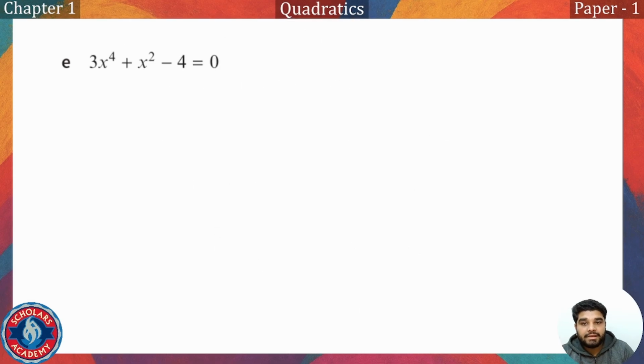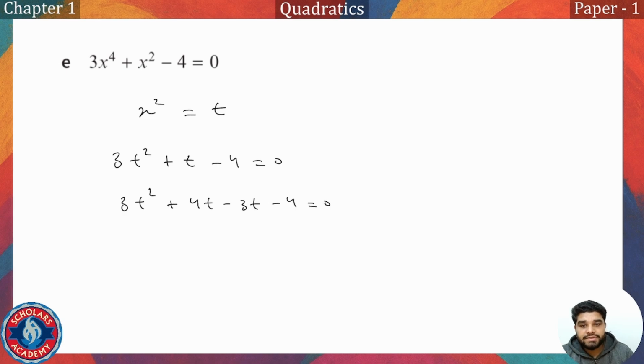Part E. Again, I will substitute. In place of x square, I will write t. So 3t square plus t minus 4 is equal to 0. The product is negative 12. The sum over here is 1. So I can take 3t square plus 4t minus 3t minus 4 is equal to 0.